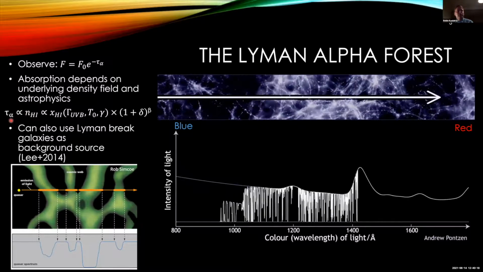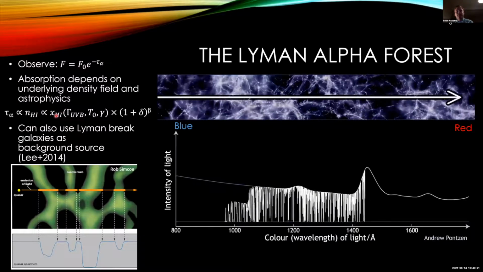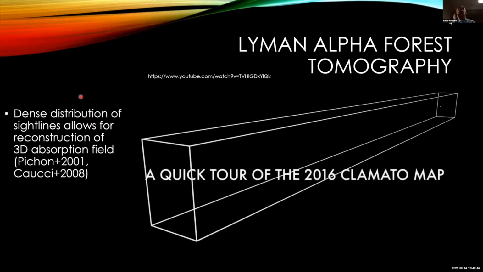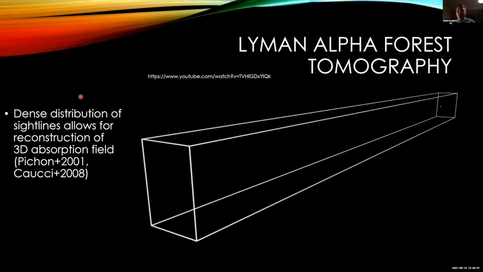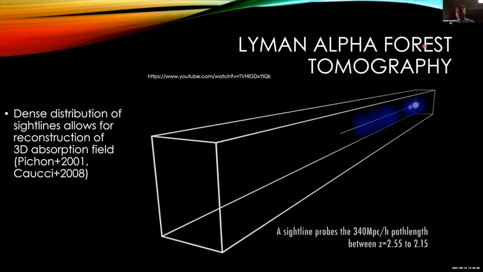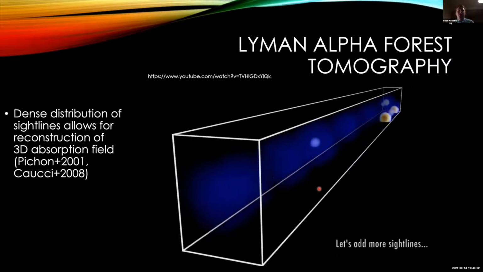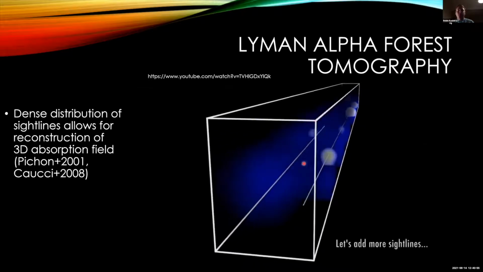The absorption optical depth depends on the neutral fraction and the underlying density field to some power. If you have very dense structures along the line of sight, you'll get very deep absorption. And in 2014, Khee-Gan Lee showed that you can also use Lyman break galaxies as background sources, and you don't just need high redshift quasars, which people were using before to study this. If you have enough of these objects in the background, you can reconstruct the underlying absorption field in 3 dimensions. This is the technique known as Lyman Alpha forest tomography.